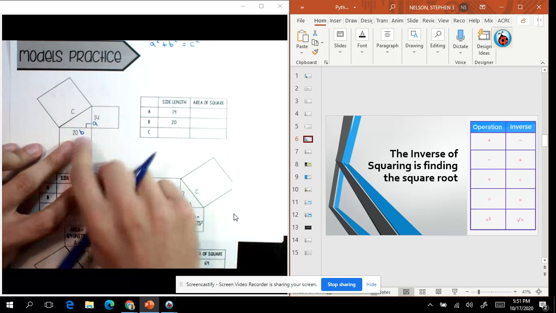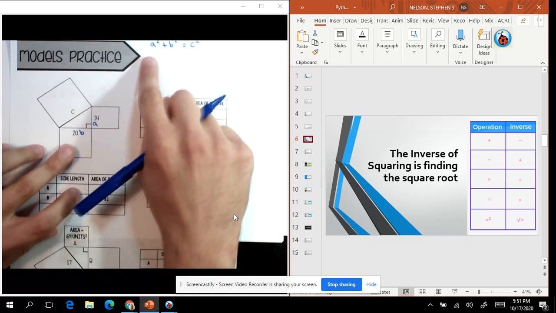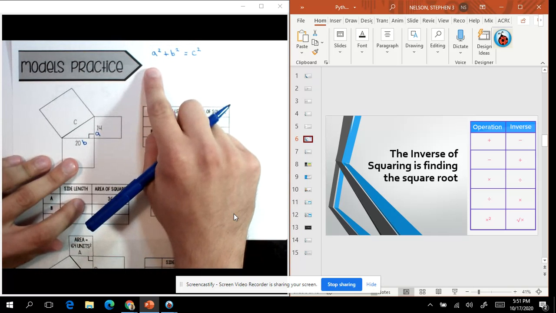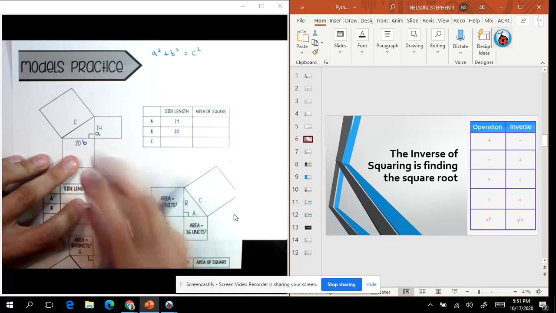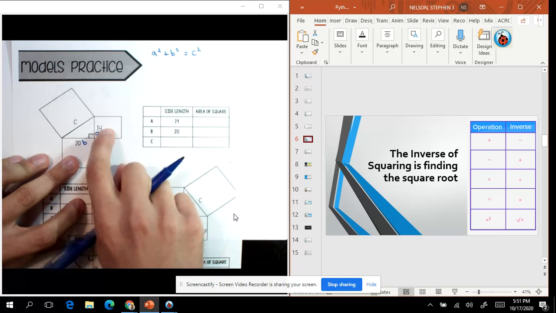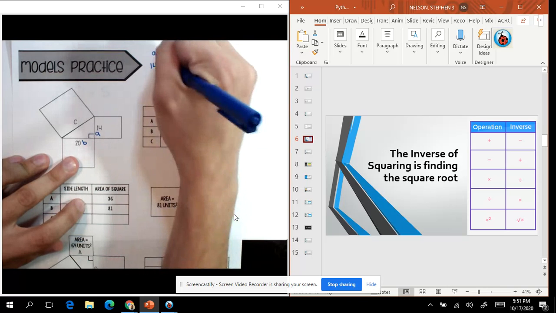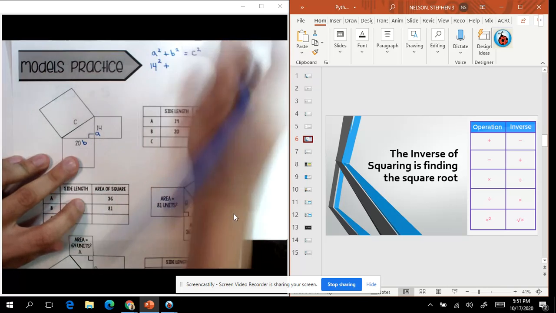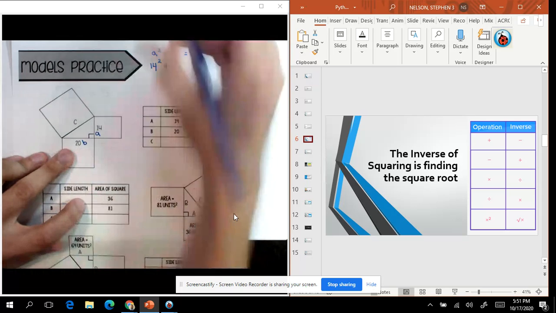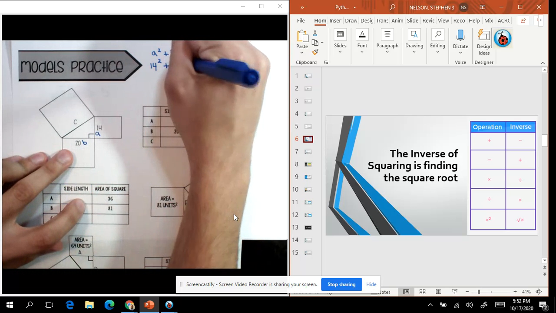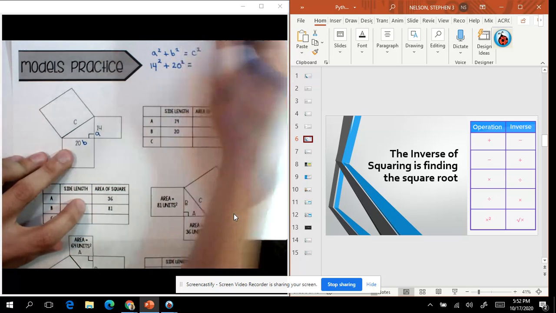So we can go ahead and fill in our A squared plus B squared. Let me move down a little bit. So we can go ahead and fill that in. So A, we said was 14, so we can say 14. But don't forget the squared because that's part of the equation. So 14 squared plus B squared, which is 20. So 14 squared plus 20 squared is equal to C squared.